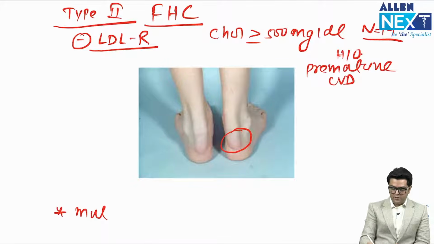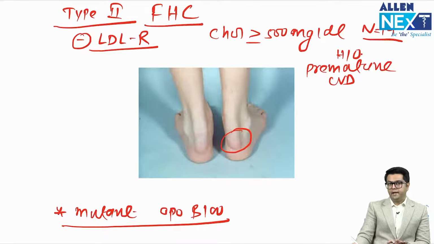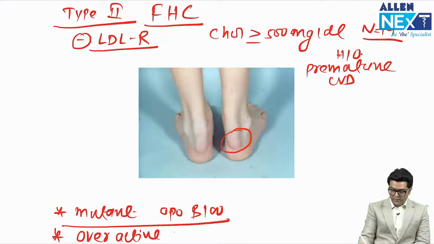The mutant ApoB100, which is not binding to the LDL receptors, and the third point is that there is an overactive PCSK9 enzyme. So the PCSK9 enzyme degrades the LDL receptors in the lysosomes. Clear to all, guys? So that is type 2, right?